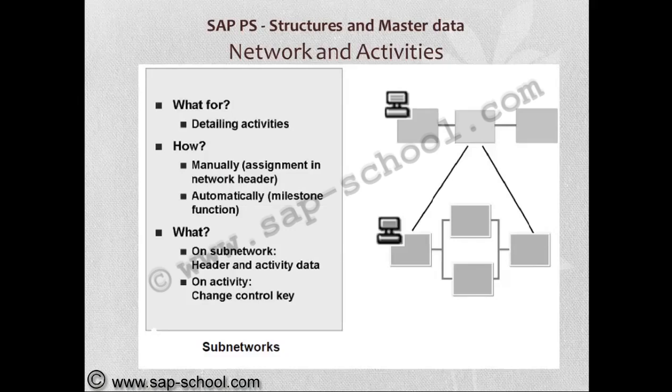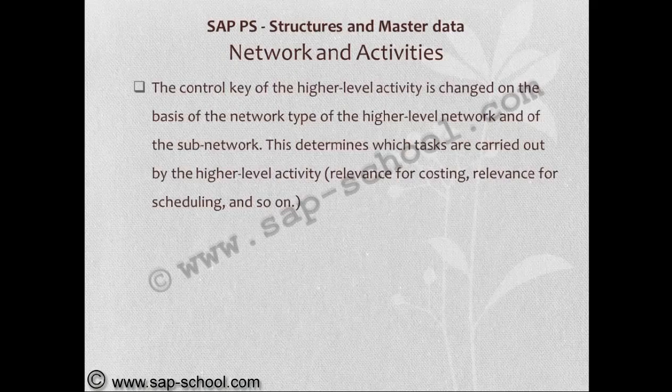Here the network and activities, detailing the activities manually or automatically, are subnetworks. So we can see the entire functions of subnetworks. The control key of the higher level activity is changed on the basis of the network type of the higher level network and of the subnetwork. This determines which tasks are carried out by the higher level activity: relevance for costing, relevance for scheduling and so on.